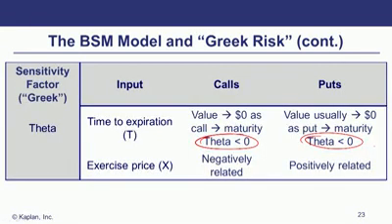Now, this is definitely true in the case of calls. This is usually true in the case of puts, but not always. Can you think of an example of a put where perhaps this may not be true, where perhaps theta may be positive? And this would occur perhaps in a very deep in the money put.